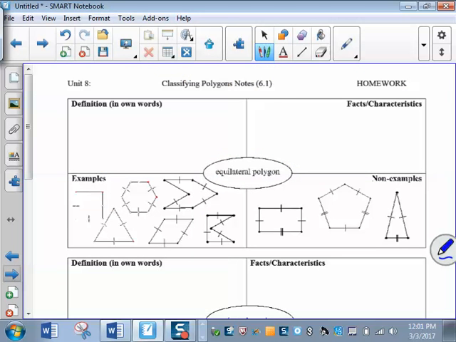So if we flip over to the next page, we can talk about another type of classification. So when we talk about polygons, we can call them equilateral, right? A special category of polygons are equilateral polygons. Equilateral polygons are a polygon with all of its sides of equal length.